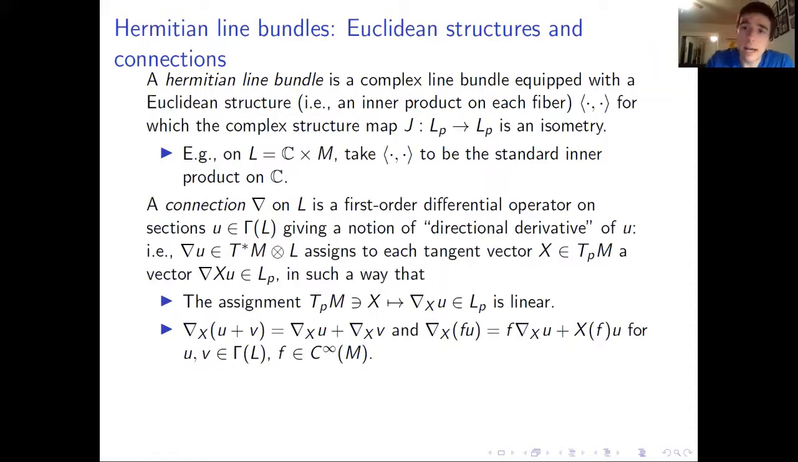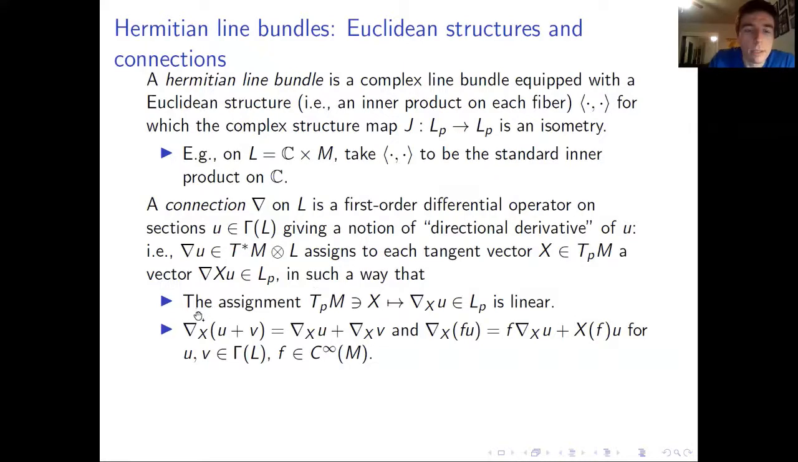Okay. A connection ∇ on L is a first order differential operator on sections, which gives a notion of directional derivative of u. So to each u, it takes ∇u, which is going to live inside the space of one forms tensored with L. It's going to assign to each tangent vector X in the tangent space of M, a vector ∇_X u in L_P in such a way that the following are satisfied. Right, so the assignment X goes to ∇_X u is going to be linear in that tangent vector X. So it's going to particularly define some kind of one form pointwise, right?